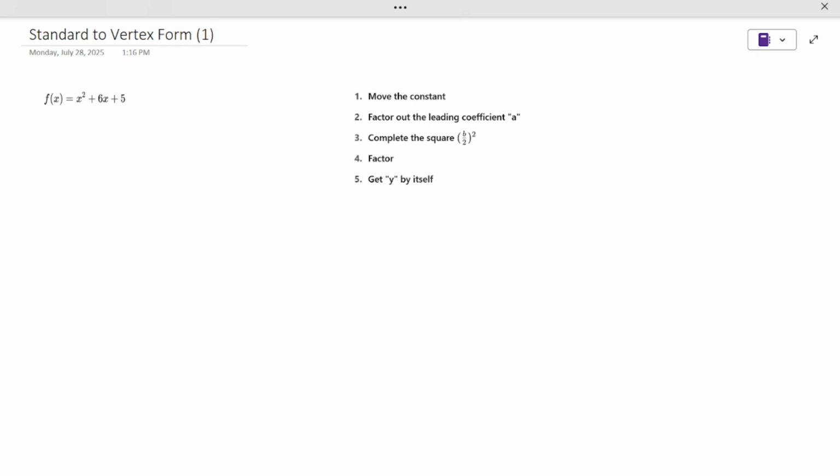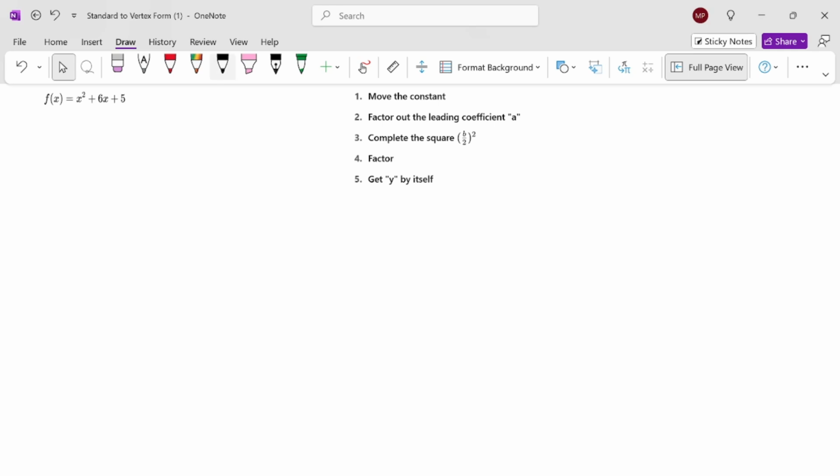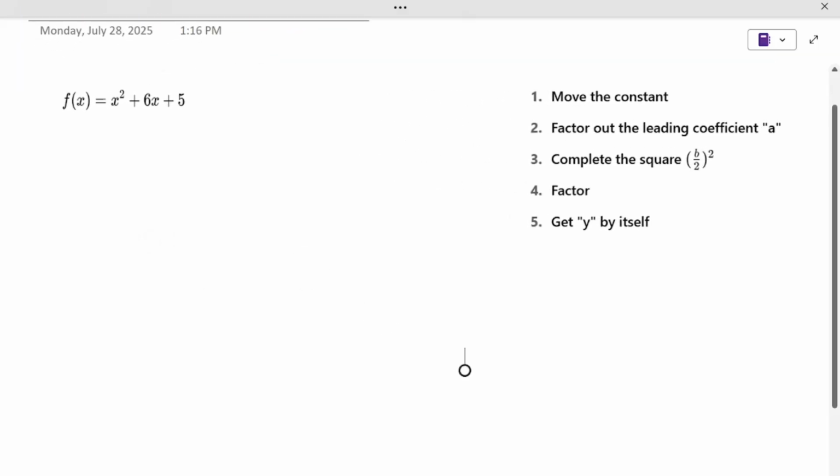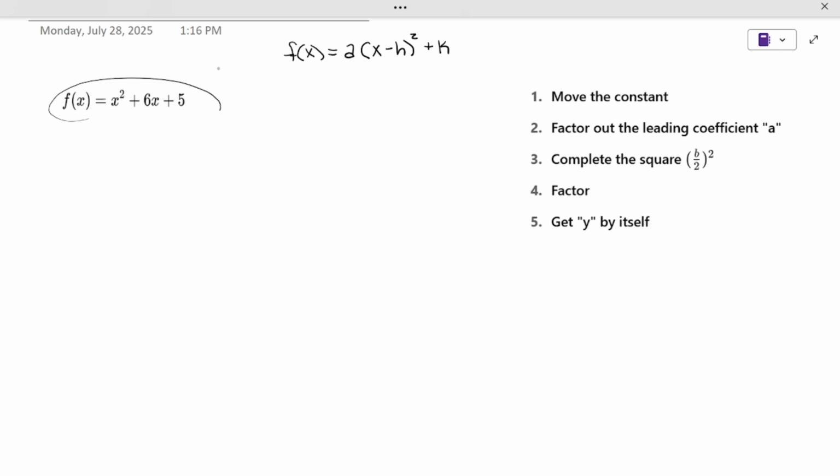But anyways, today we are going to be looking at 3 quadratic equations in standard form, and we are going to convert them to vertex form. All right. Now, let's start by defining what vertex form even looks like. Vertex form is f of x equals a times x minus h squared plus k. So this is the form that we're going to convert this equation to right here.